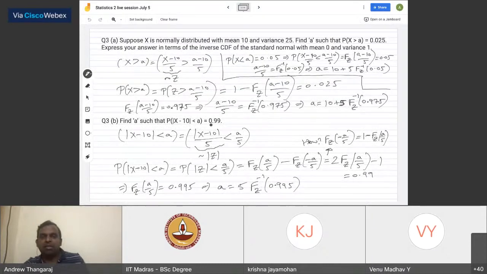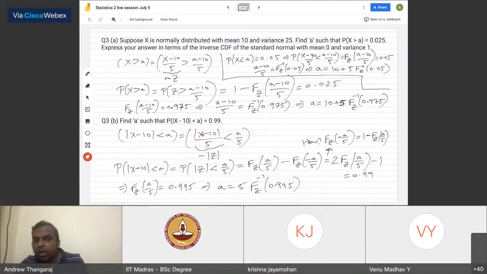These kinds of calculations are very, very important, so it's okay to spend a little bit more time on this. So this is what the question is, right? Mod x minus 10 less than a. I'm going to convert it into an event involving Z, but notice there is this absolute value. So what do you do when you have an absolute value? There are multiple ways to deal with it. The easiest way is to simply convert this into an event involving the absolute value of Z. Okay, the absolute value of Z is also equally good. It's a very easy random variable to deal with.